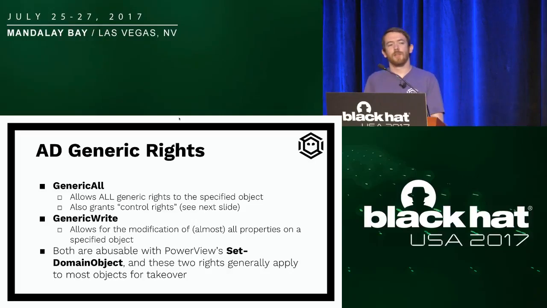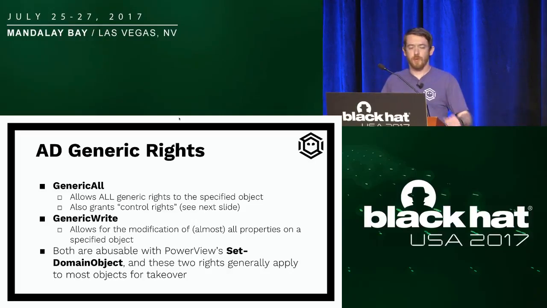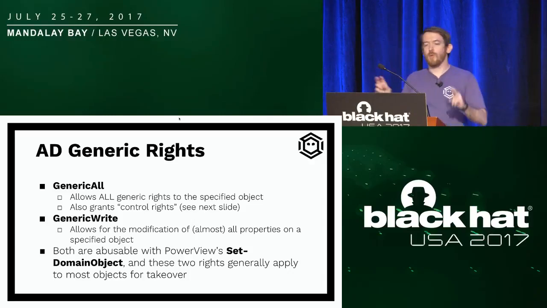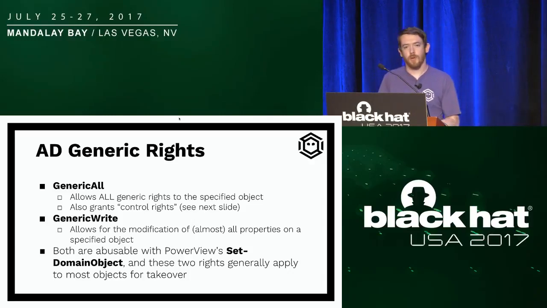Then there's a few generic rights that apply to pretty much all the objects we talked about. So those are kind of the object-specific takeover rights. These are the generic ones. So generic all grants us all rights. Pretty simple. It also grants control rights, which we're going to talk about on the next slide. Generic write will allow us to modify almost all properties, everything but confidential properties on the object. Everything except the things that are protected by the DS control access bit, that type of thing. These are both abusable with Set-DomainObject, and these two rights, again, apply to pretty much almost anything we talked about for takeover. And again, the paper has more specific details.